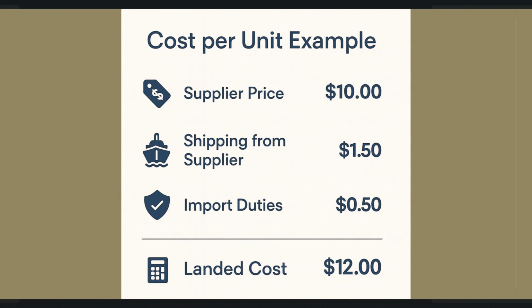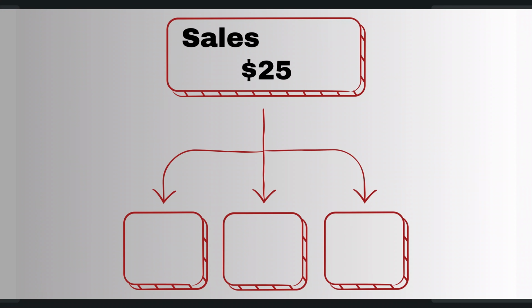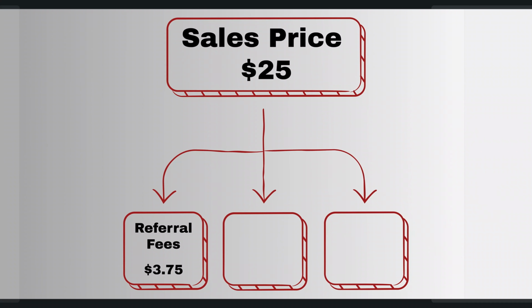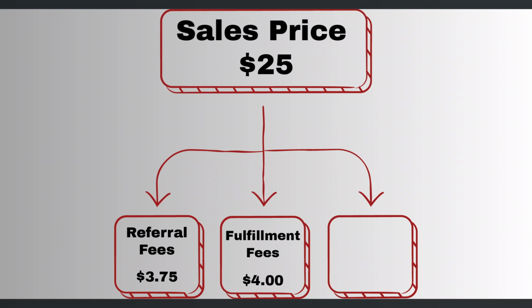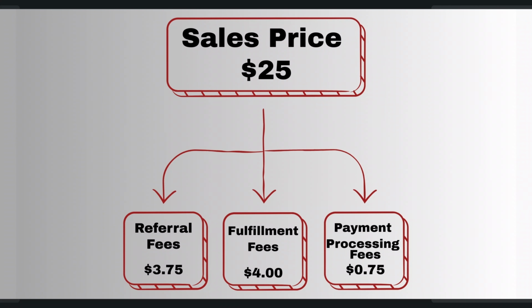Now let's look at the selling side. Suppose you sell the product on Amazon for $25. Amazon will take a referral fee, which is usually around 15% of the sale price. That's $3.75. They'll also charge a fulfillment fee, which covers picking, packing, and shipping the product to the customer. Let's say that's $4. And don't forget payment processing, which may take another 3%, around 75 cents.